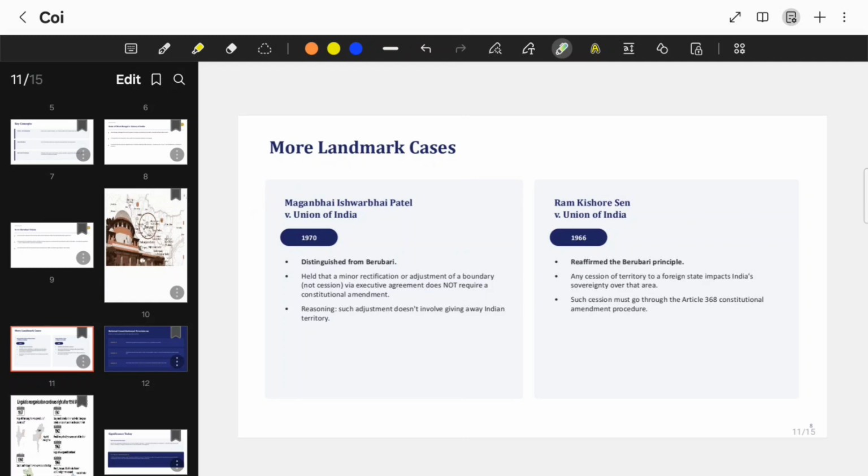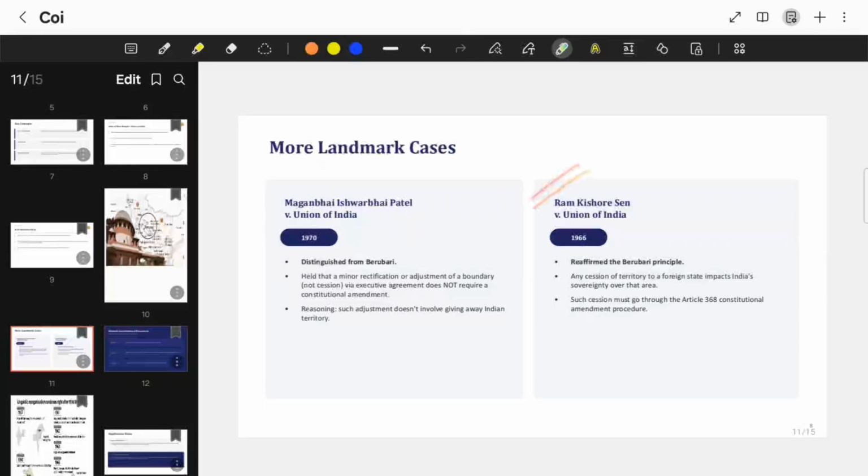It asks, does every border adjustment need a constitutional amendment? The court says no. If it's a minor boundary rectification and not an actual cession of territory, an executive agreement is enough. No amendment needed. The logic behind it is simple. A small correction isn't giving away Indian territory.